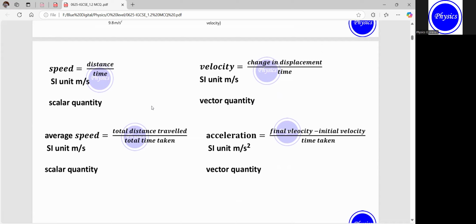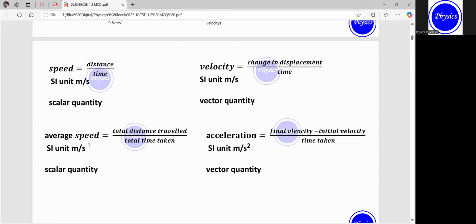Okay, basically the formula for speed is distance over time. Its SI unit is meter per second. It is a scalar quantity. Speed is a scalar quantity because it has only magnitude, no direction. Velocity is change in displacement divided by time. The unit is the same. It is a vector quantity because velocity is speed with direction.